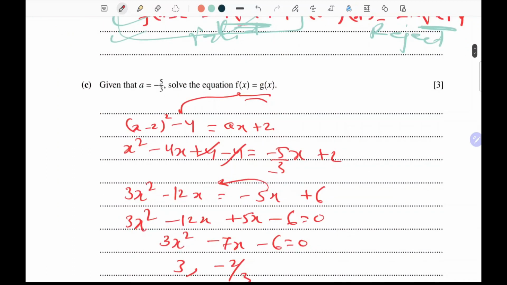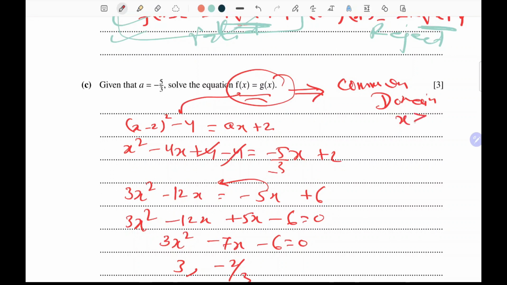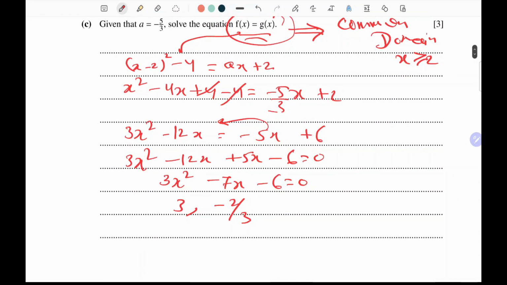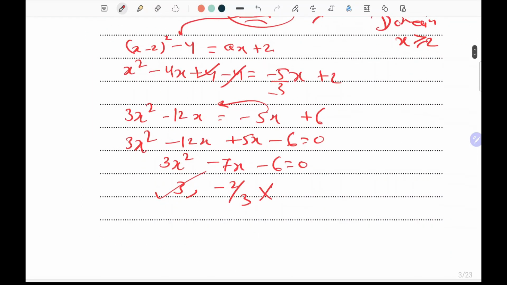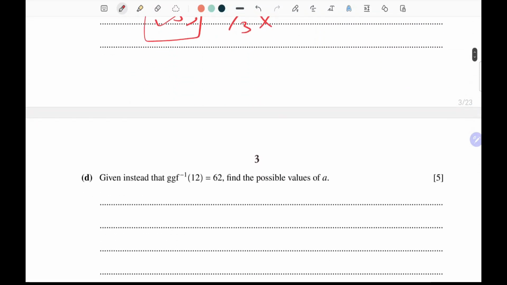So guys, when we are going to discuss these two together, then we have to think about the common domain, right? So common domain, which is x greater than or equal to 2. Now we have to think about x should be greater than or equal to 2. So this 3 is valid, but minus 2 over 3 is invalid. So this x equals 3 is the right answer only.